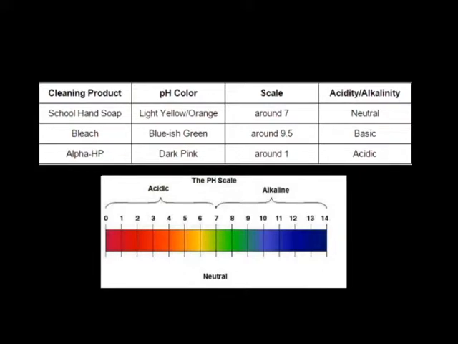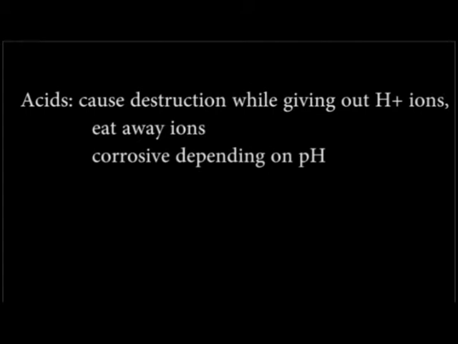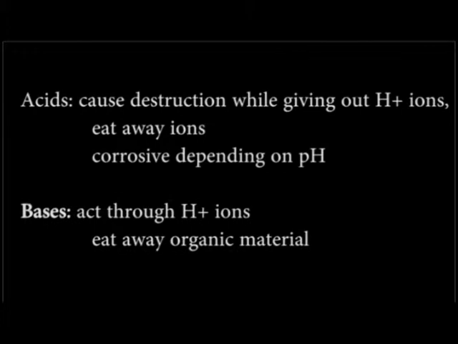Through our research, we have concluded that acids and bases are equally dangerous depending on the situation, because acids cause destruction while giving out positive hydrogen ions. Acids also tend to eat away metals and are corrosive depending on pH. Most bases act through positive hydrogen ions. They eat away organic materials.